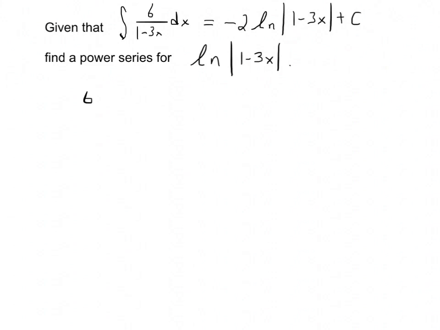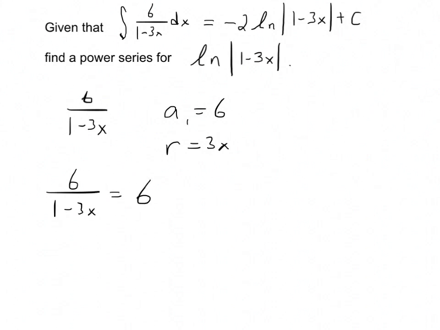So first I have to find a power series for 6 over 1 minus 3x. Seems to me that shouldn't be too bad, because we should already be able to tell that the first term is 6 and that the common ratio is 3x. So I can tell already that 6 over 1 minus 3x is going to be 6 plus 18x plus 3 times 18 is 54x squared plus, let's see here, I guess we need one more, 162x cubed plus dot dot dot. And so great, that's that, right?